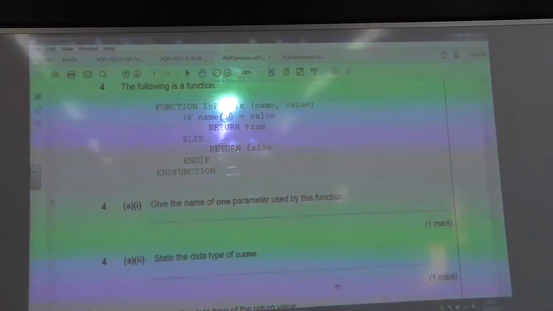What's the data type of the return value? Boolean. Return true, return false. It's Boolean.